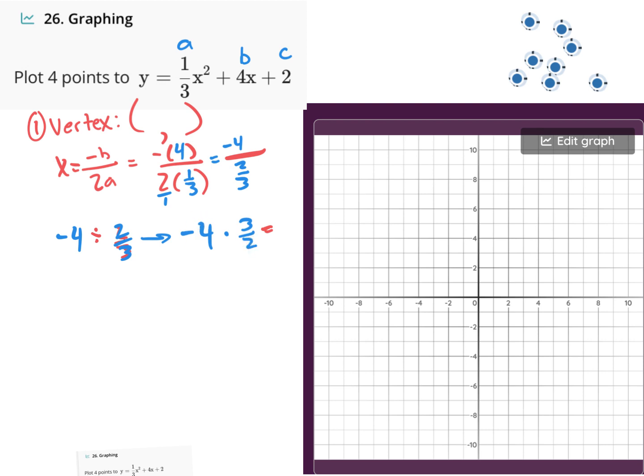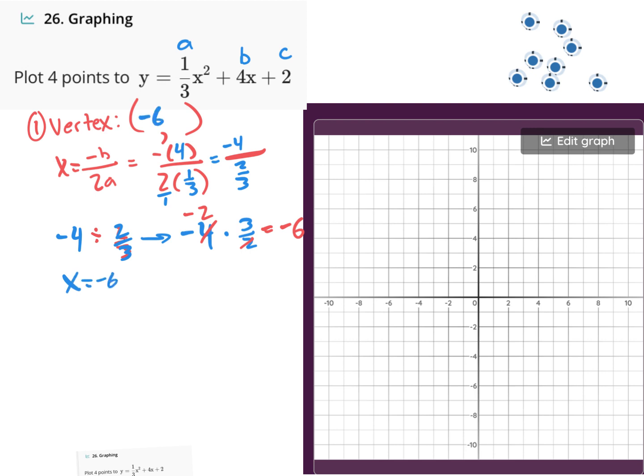Because when you multiply the negative 4 times 3/2, it's like saying 4 divided by 2. 4 divided by 2 is 2. So you really have a negative 2 times 3, which is a negative 6. Anyway, your x value is negative 6.